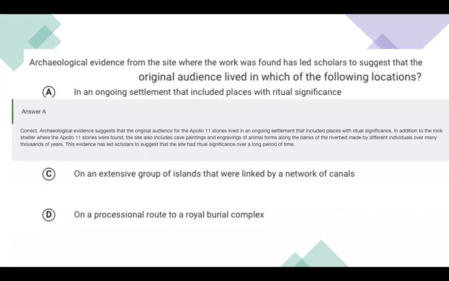Archaeological evidence suggests the original audience for the Apollo 11 stones lived in an ongoing settlement that included places with ritual significance. In addition to the rock shelter where the Apollo 11 stones were found, the site also includes cave paintings and engravings of animal forms along the banks of the riverbed made by different individuals over many thousands of years. This evidence has led scholars to suggest that the site had ritual significance over a long period of time. So that is how and why we come to these assumptions.